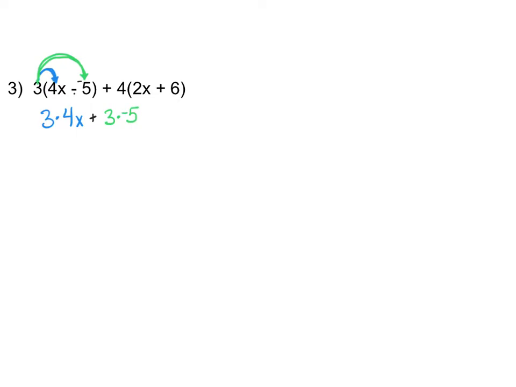So I have 4 times 2x. So I'm going to put plus 4 times 2x. And then last, I have 4 times positive 6. So I'm going to add them. Okay, so let's go ahead now and multiply. So 3 times 4x is 12x. 3 times negative 5 is negative 15.